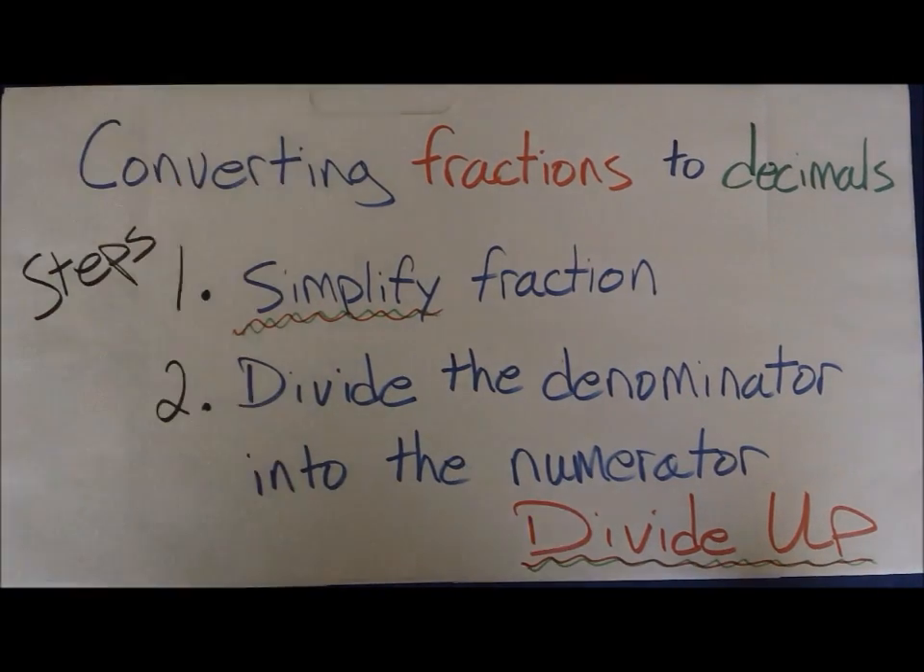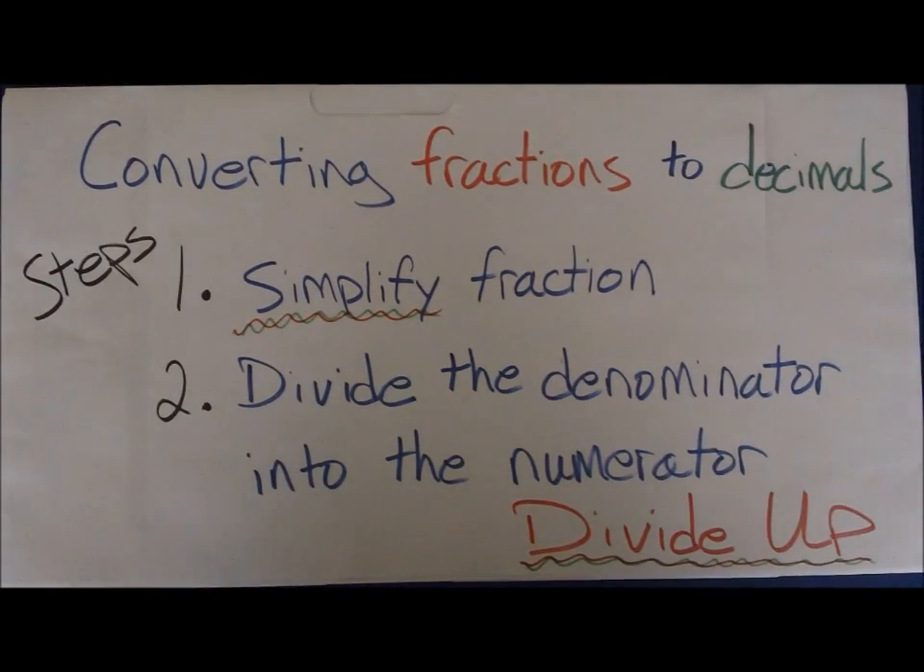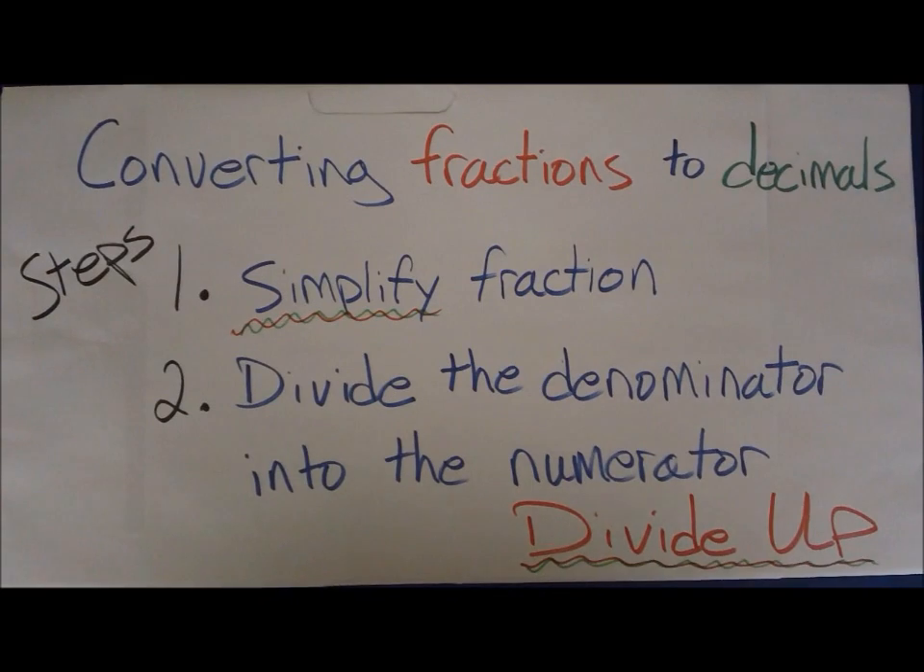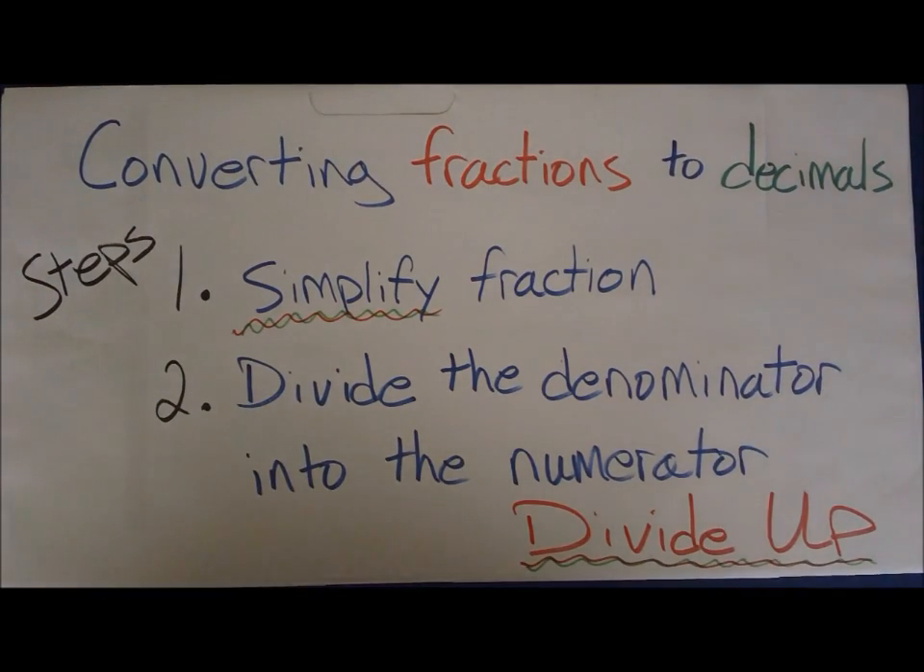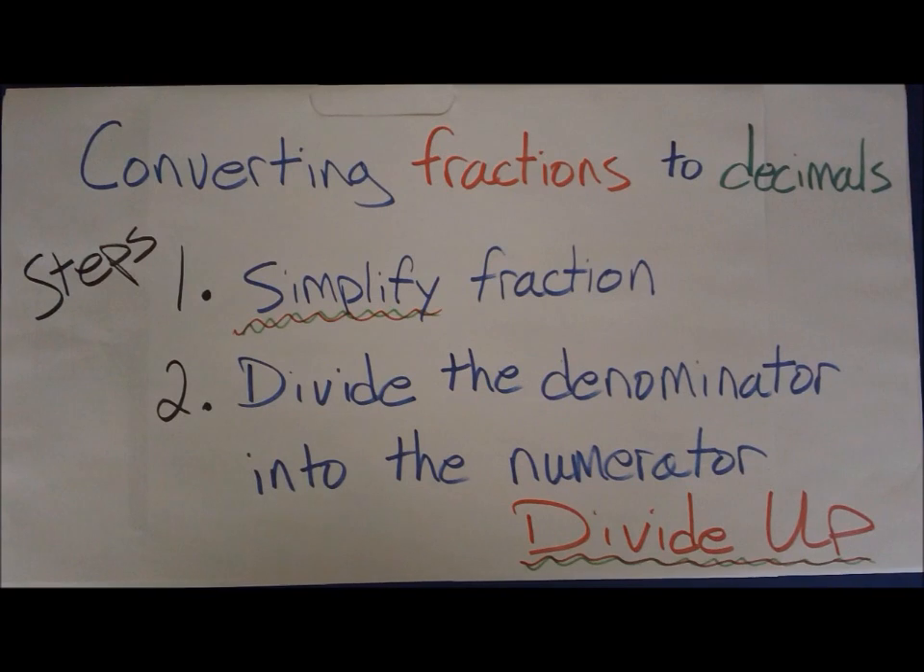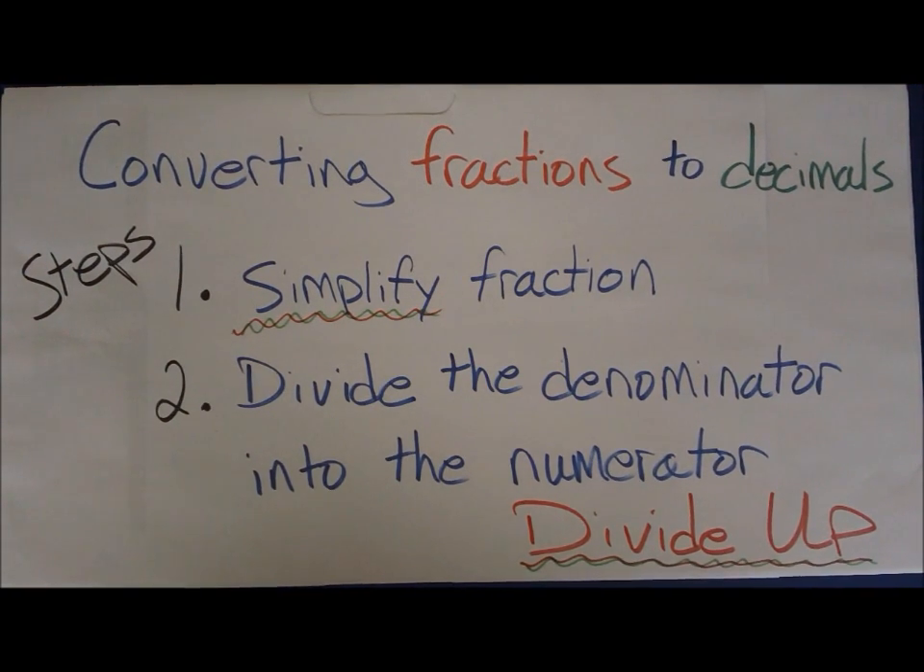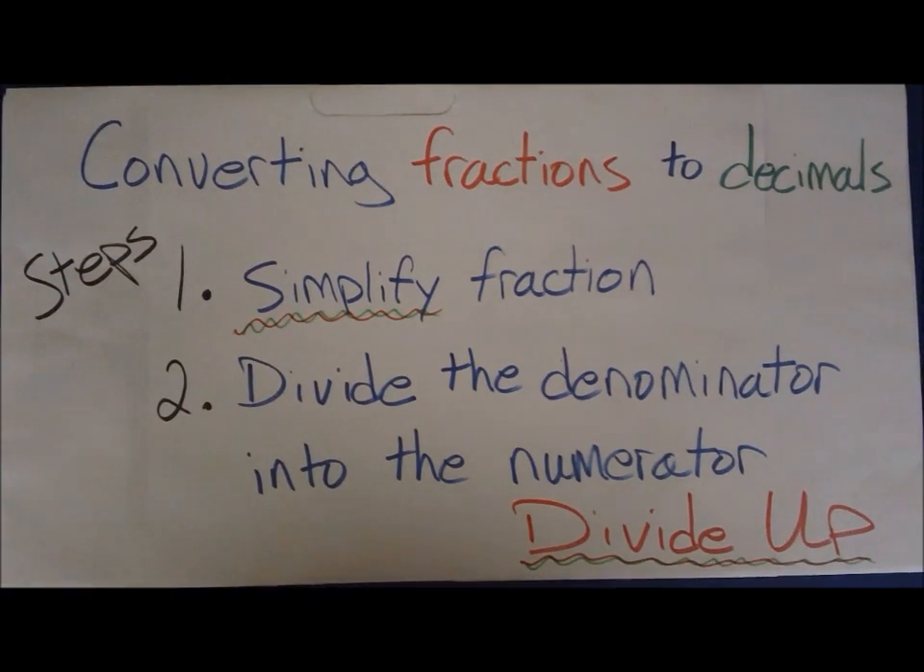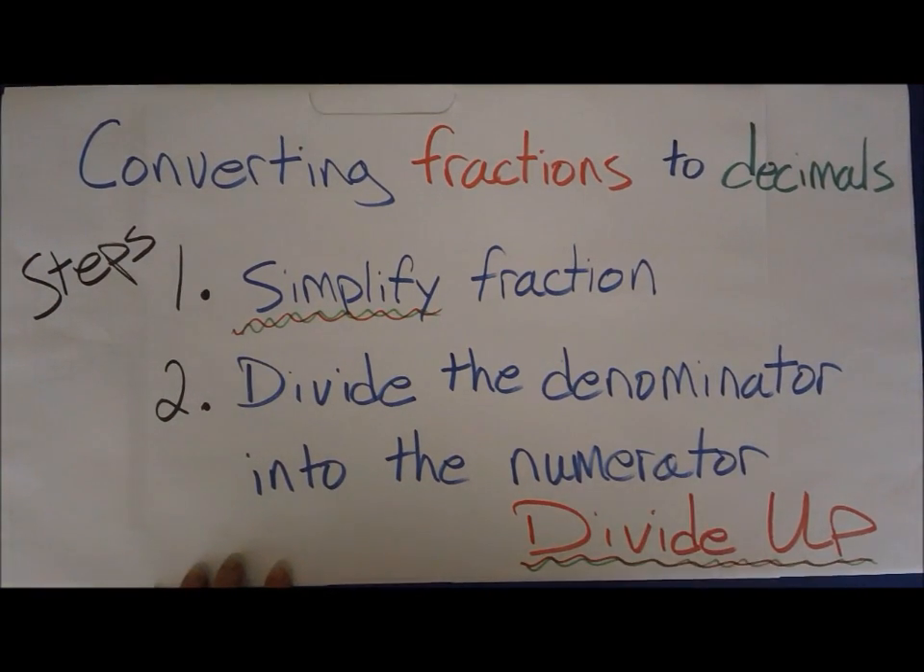We're going to begin by looking at the steps for converting fractions to decimals. In step 1, you want to simplify the fraction. That step is not required, but it will make your math later on a little easier. Step 2, you're going to divide the denominator into the numerator, otherwise known as dividing up. So again, first step, simplify the fraction. Second step, divide up. Now let's look at some examples.